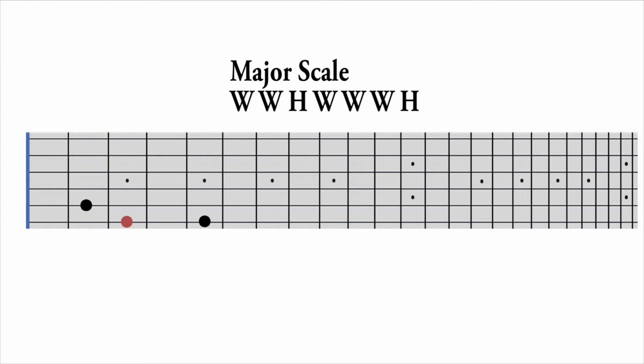From there we want a half step, followed by then a whole step, staying on the 5th string. From there we're going to move over to the 4th string to get our next whole step. And then finally another whole step and a half step brings us to the G 1 octave higher than we started. So let's hear that major scale pattern played on the guitar.